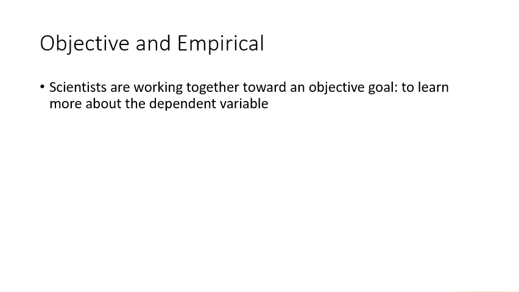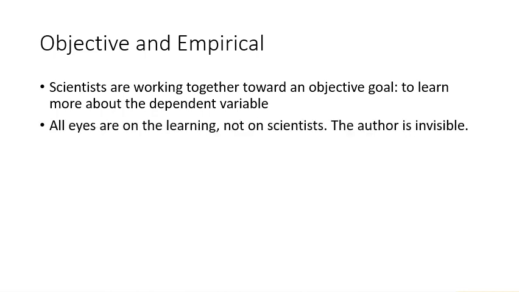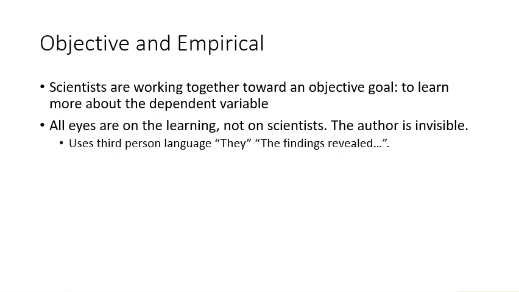So, objective and empirical. Picture yourself as a team member with the other scientists who are interested in your topic. You're working together toward an objective goal. You want to learn more about this dependent variable. So as you outline the research that you're building on, you want to keep the focus on the learning, not the scientists. Everything that you do is objectively stepping back and just talking about the research. As an author, you're invisible in the lit review. So you're going to use third-person language, like they or the findings revealed.